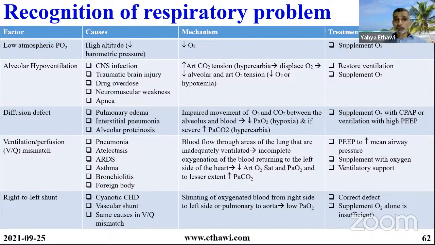Alveolar hypoventilation can be due to CNS infection causing apnea, traumatic brain injury causing hypopnea or apnea, drug overdose, neuromuscular disease, or central apnea. Apnea means no ventilation, means accumulation of CO2, means high PCO2. High PCO2 will displace the oxygen because you'll have more CO2 in the alveoli. Decreased oxygen tension causes hypoxemia.